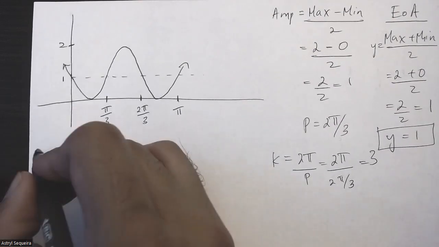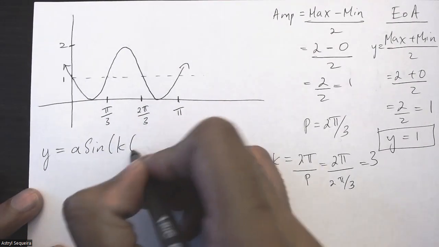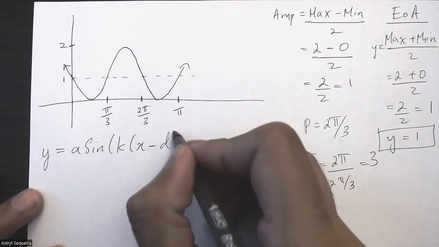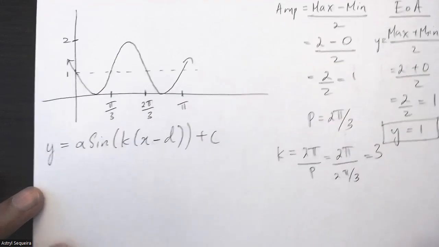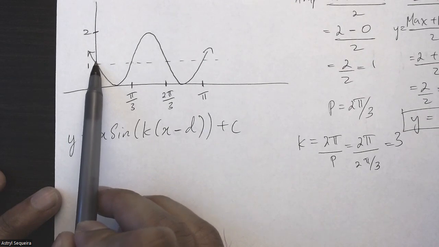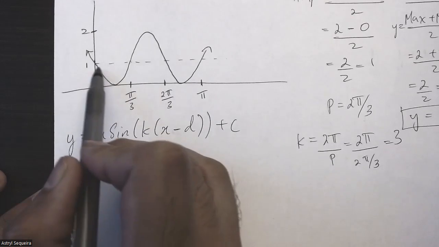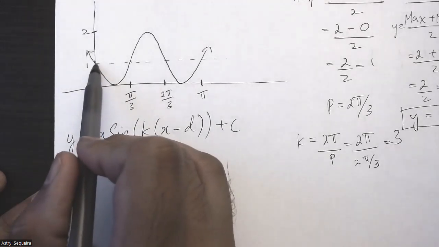So now we can write our equation. Remember, the equation is y equals a sine k(x minus d) plus c. And remember, I'm going to do two versions of this equation, one pretending this is the starting point, and the other pretending this is the starting point. So let's start with this point over here being the starting point.